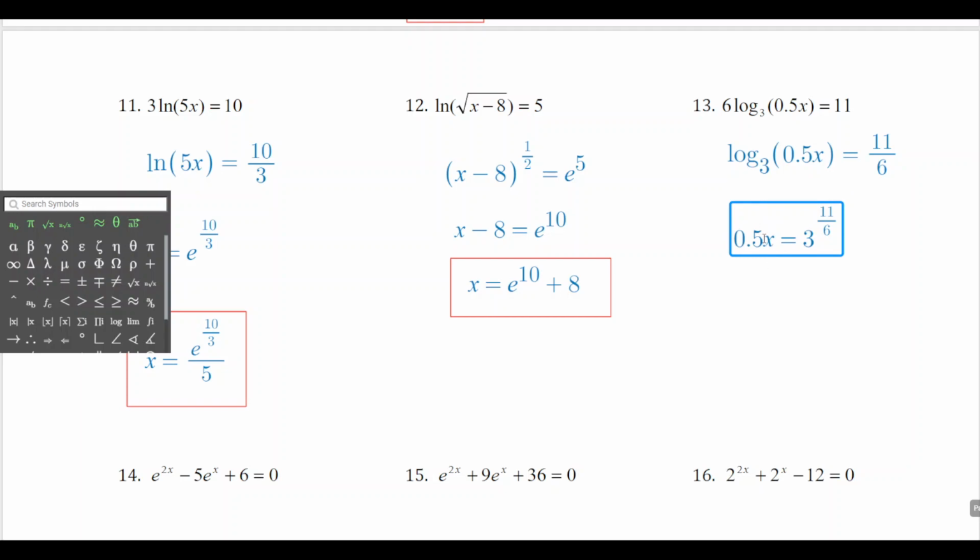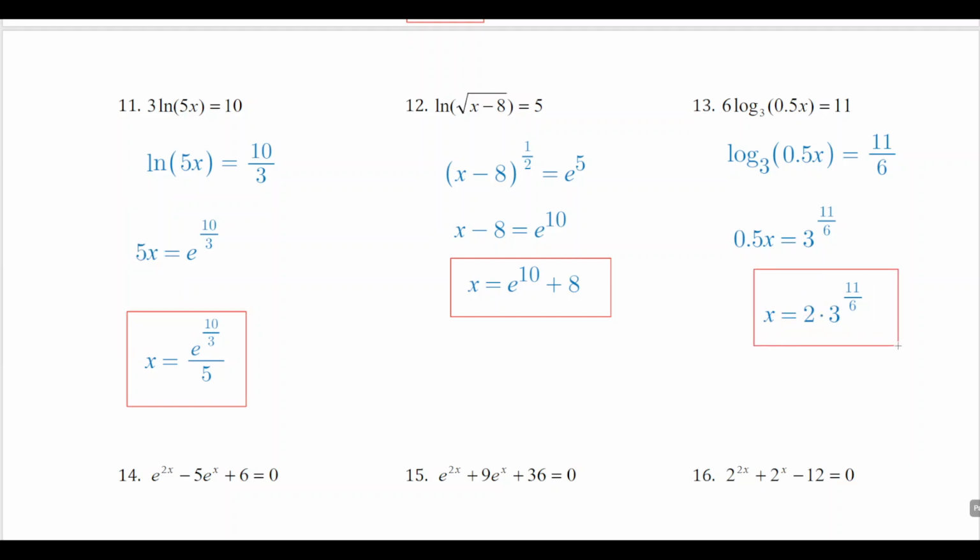Then we're going to divide by 0.5, which recall that 0.5 is really just like 1/2, right? So if this is really just like 1/2 x, instead of thinking about it as dividing by 1/2, let's think about it as multiplying both sides by 2. So we're going to have x equals 2 times 3 to the 11/6. What a crazy looking number. I wouldn't even bother trying to go further with this. We've got the 6th root of 3, which is going to be irrational. This is not going to turn out to be rational anyway. So we just get this ugly old solution, but it is the solution. So there's number 13.